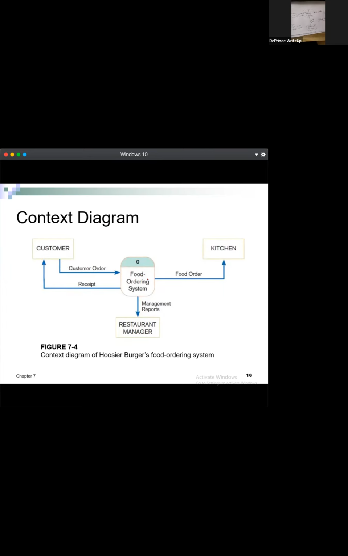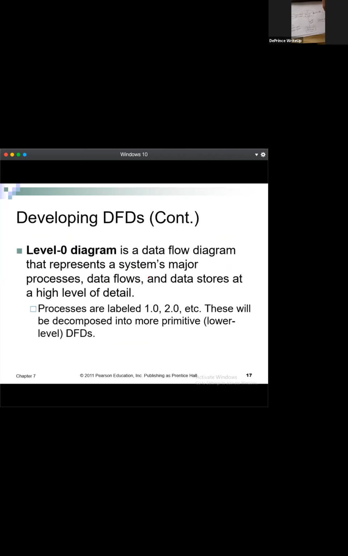Do you understand it up until this point? If yes, we proceed to the next level, DFD level 0. Do you understand it up until this point before I go to the next explanation? Or do you need me to explain it one more time?